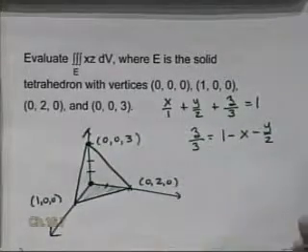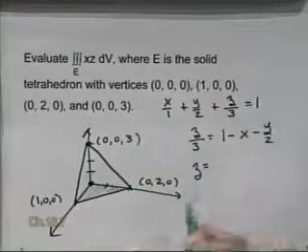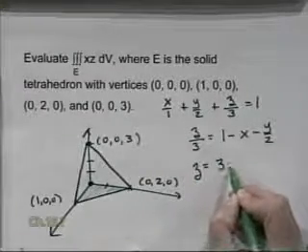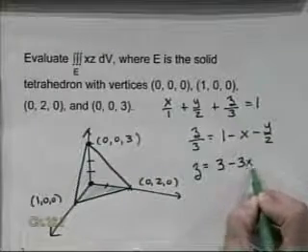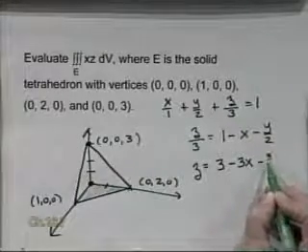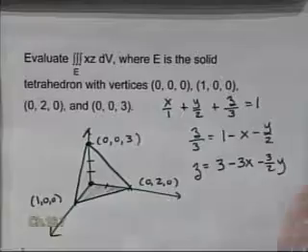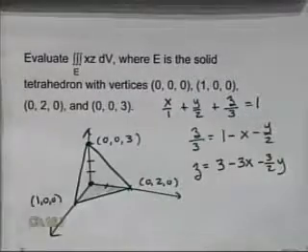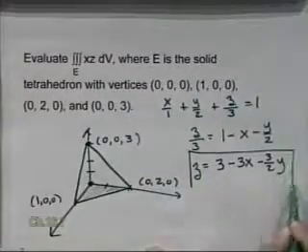And usually we're going to say, what is z ranging from? So I think I'll multiply through by 3, and I'll get 3 minus 3x minus 3 halves y. Okay, everybody okay with that? So that's what my z is.